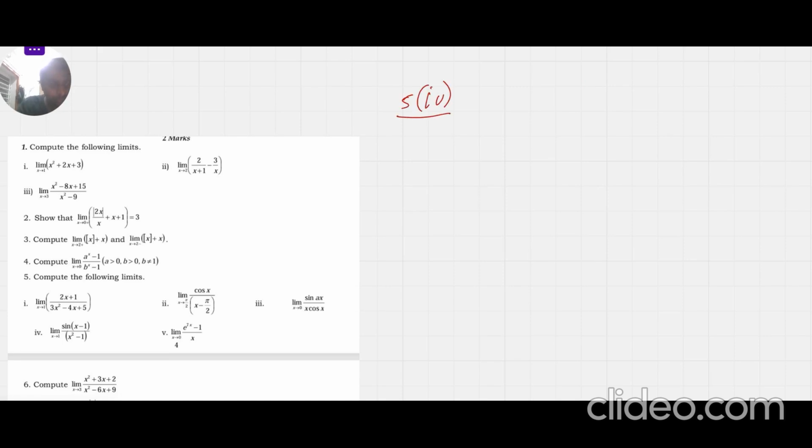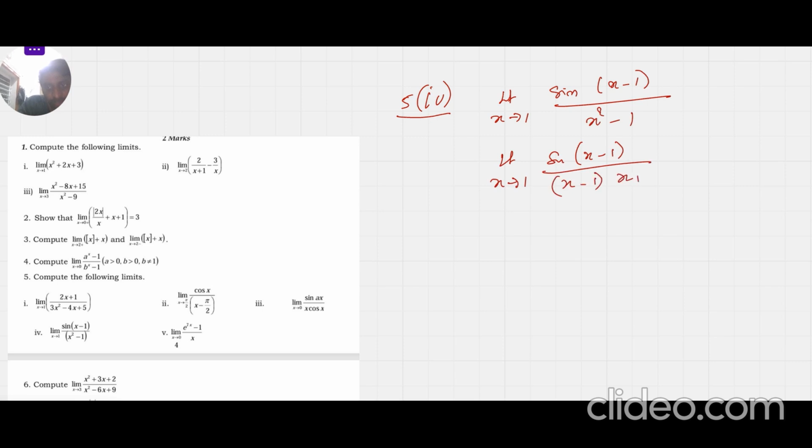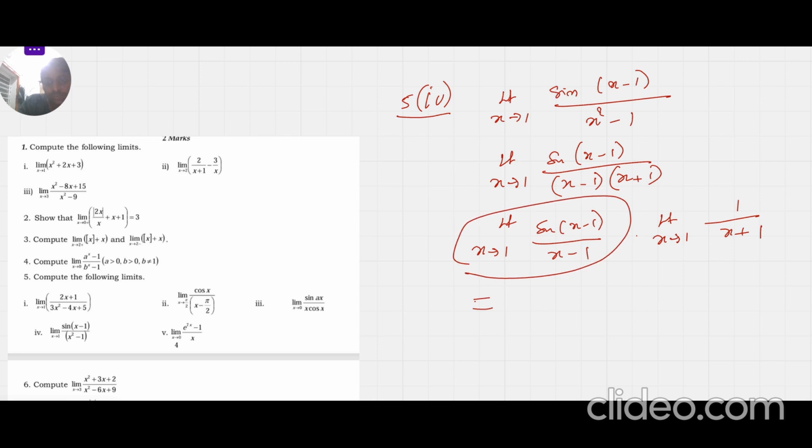Fourth question, what is the given information? Limit x tending to 1 of (sin(x minus 1)) by (x square minus 1). The denominator can be written as (x minus 1) into (x plus 1). So limit x tending to 1 of sin(x minus 1) by (x minus 1) separately, and limit x tending to 1 of 1 by (x plus 1) separately. Okay, this part becomes 1 now. And 1 into, substituting 1, 1 by (1 plus 1), that is equal to 1 by 2. That will be the answer.